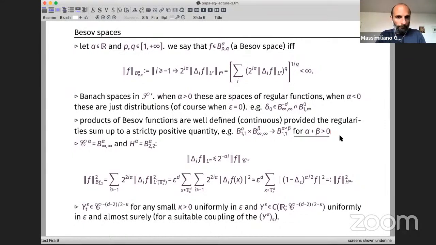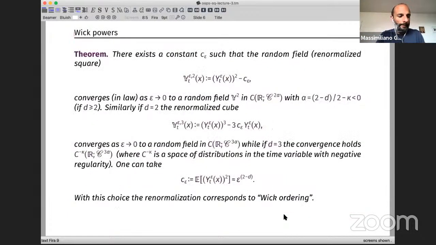Okay, so this is just to summarize what I need from Besov spaces, and why they are a good setting: because my noise, my random object, I can measure in these spaces. Then, okay, so let's see what happens to the random object.